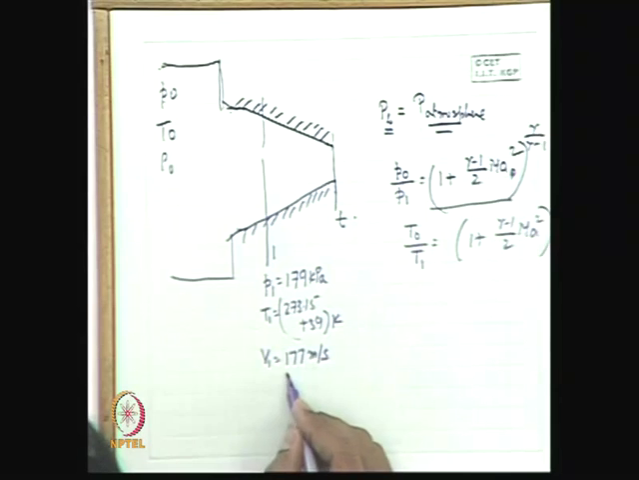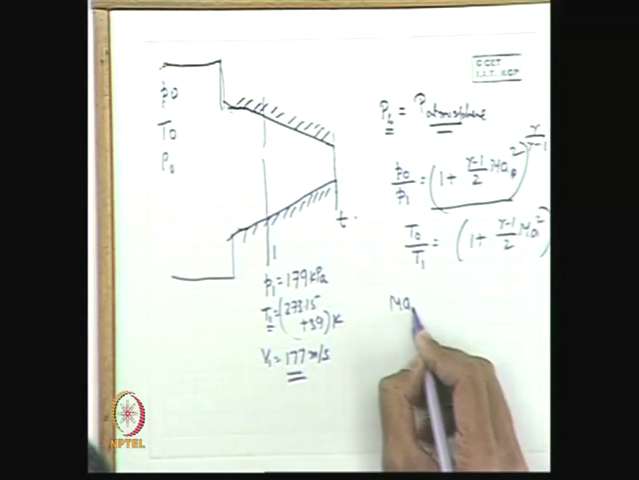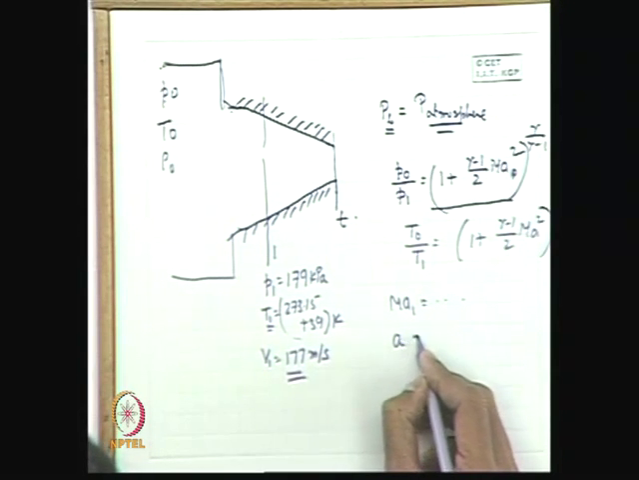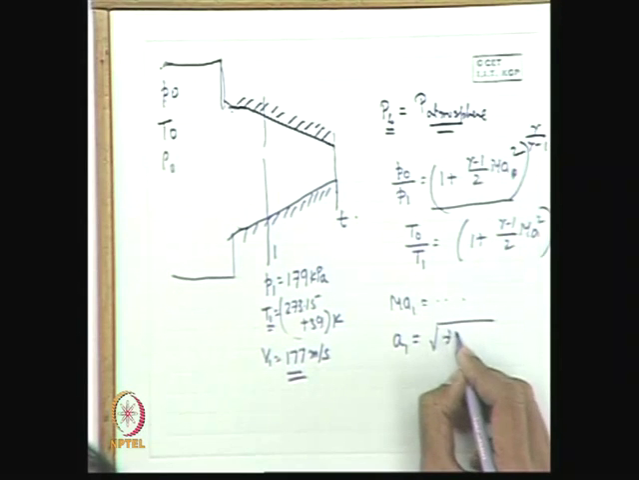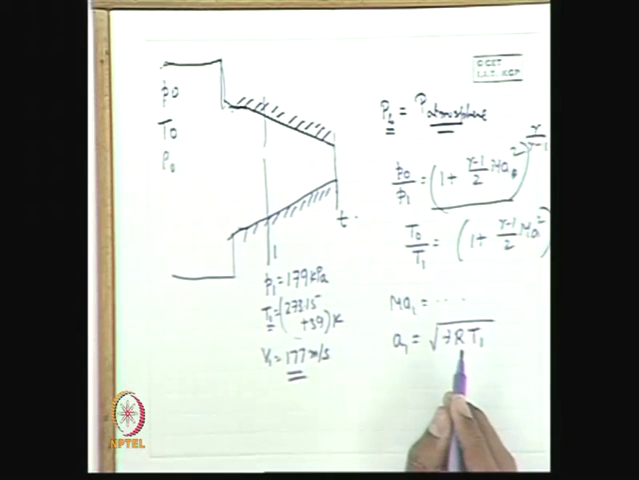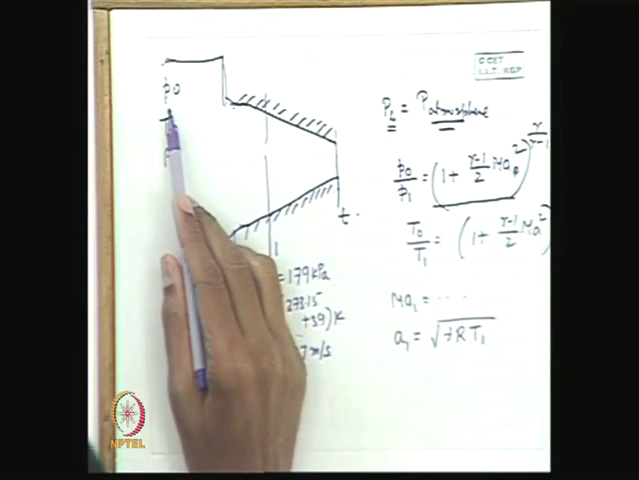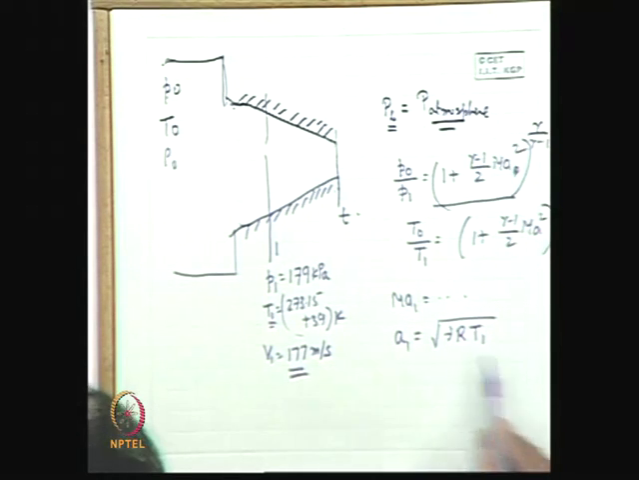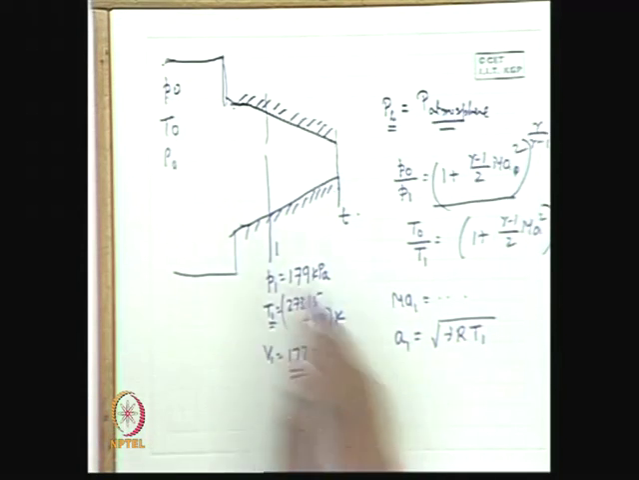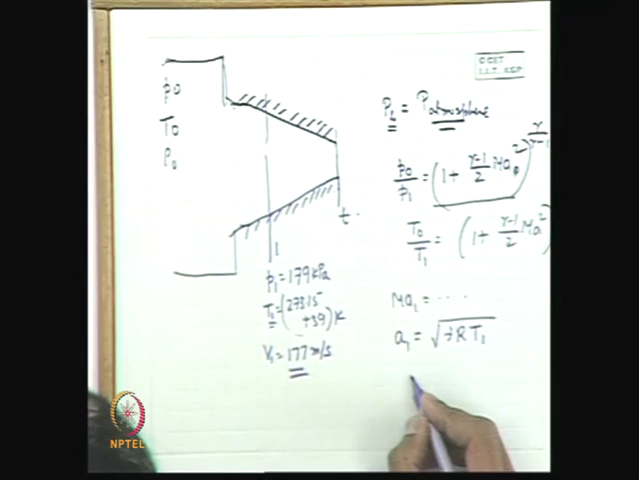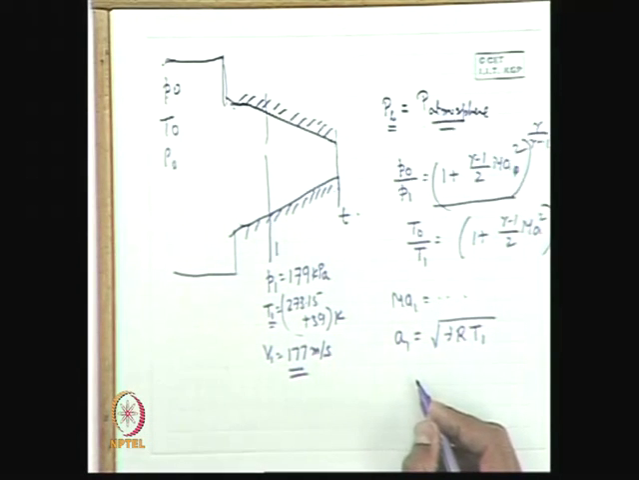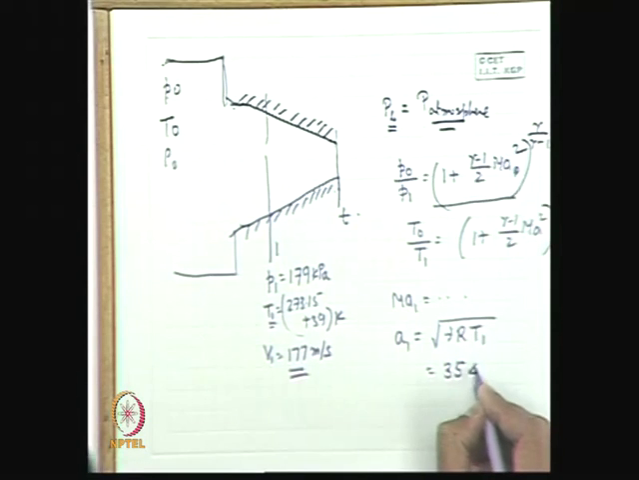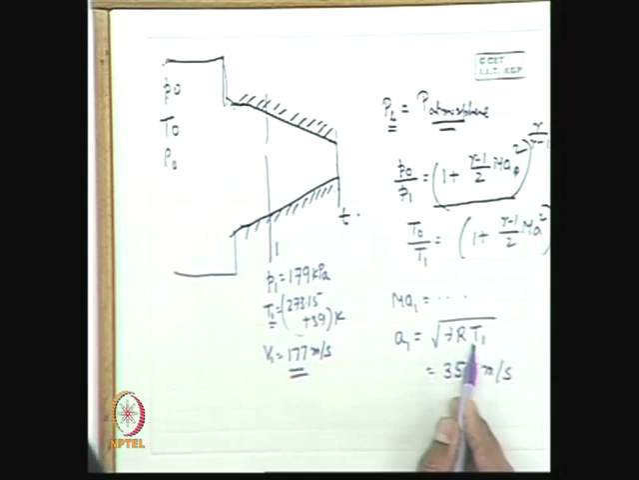How can we find it out? We know V, we know T1, so we can find out the Mach number M1. How? Because the speed of sound at section 1 is A1 equals root over gamma R T1. With this T1 we can find out A1. Before that we can check this condition P0 by P1, which I will do afterwards. Now, considering A1 is root over gamma R T1, we can find out P0 and also the value of T0. This A comes out to be 354 meters per second, if you substitute this.